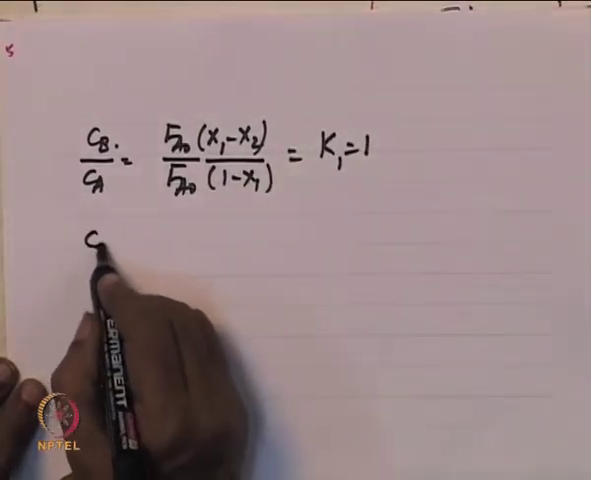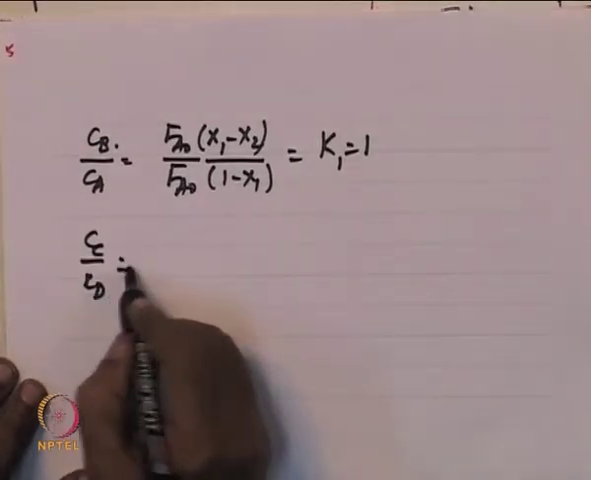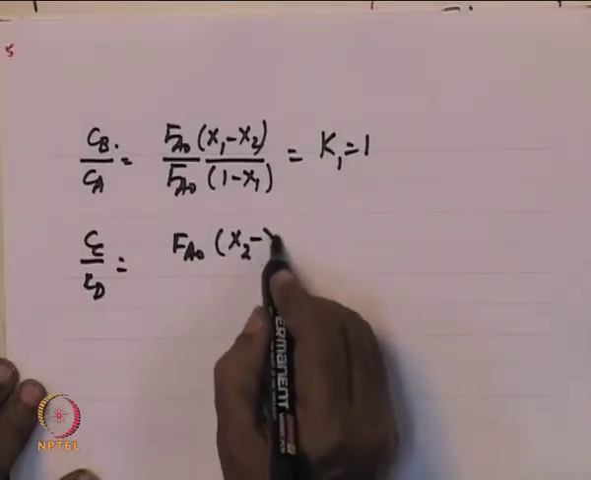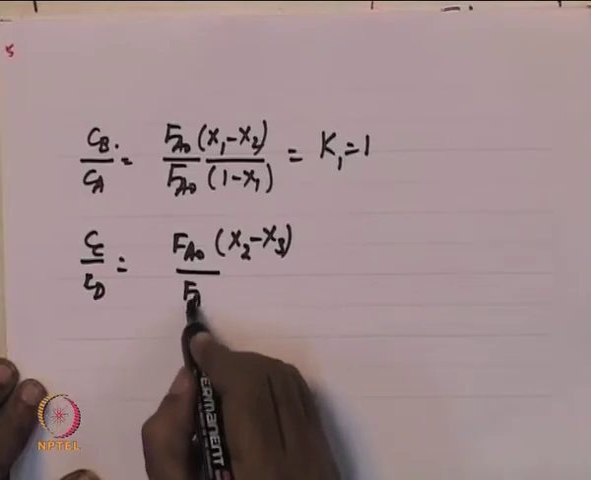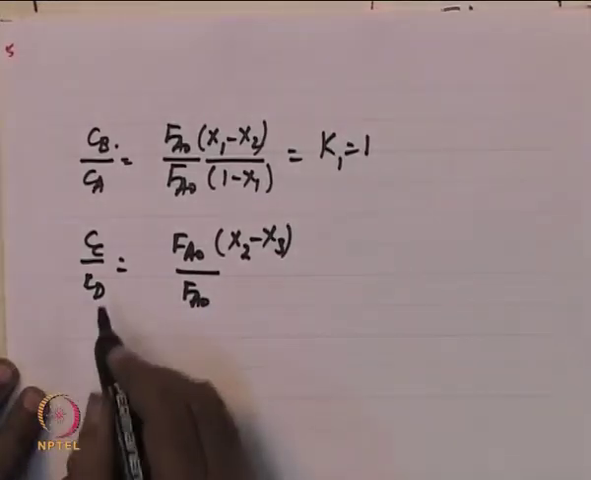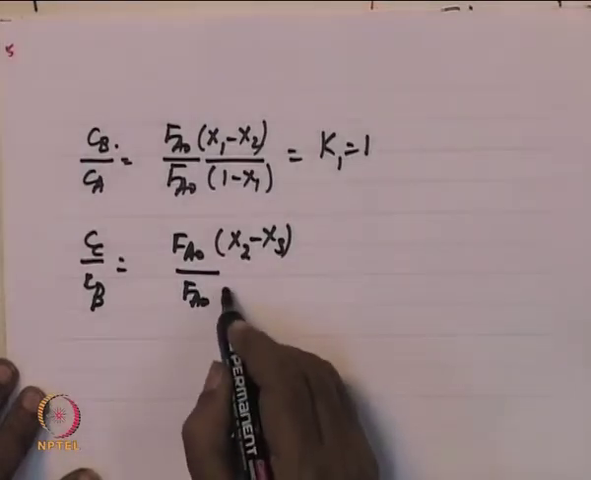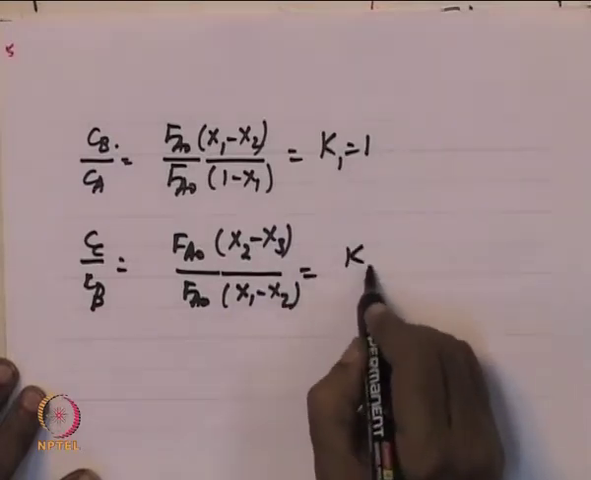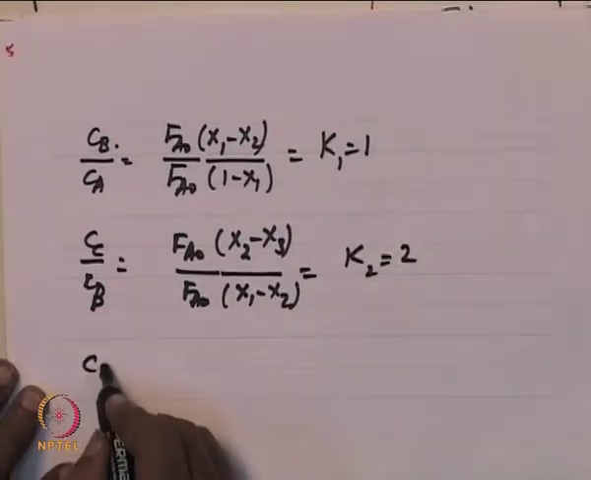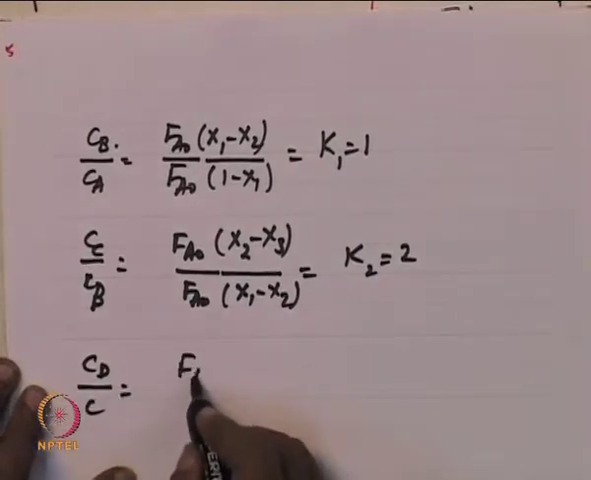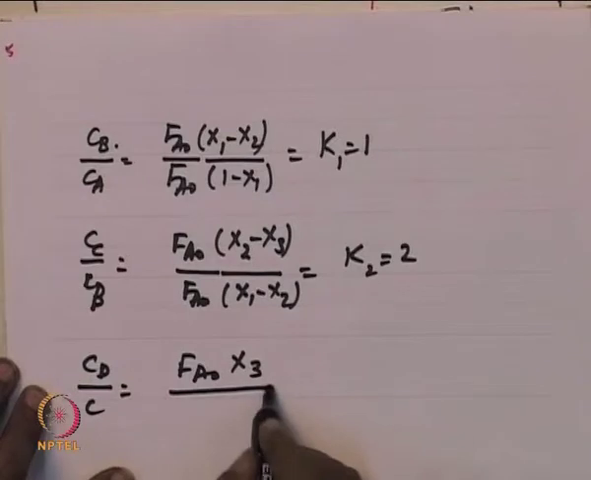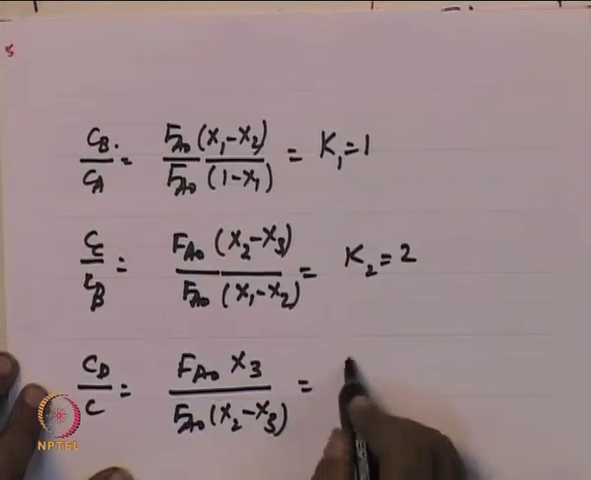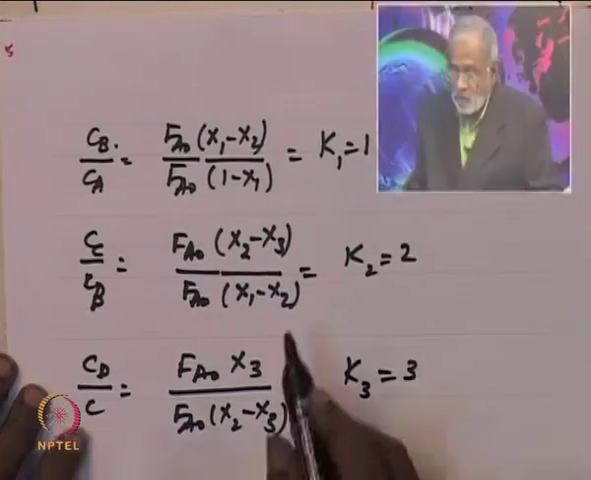Similarly, you have C_C by C_B, which is F_A0 times X2 minus X3, divided by F_A0 times X1 minus X2. That is equal to K2, which is 2. C_D by C_C, where C_D is F_A0 times X3 and C_C is F_A0 times X2 minus X3, is equal to K3, which is 3. So, you have to solve these three equations.